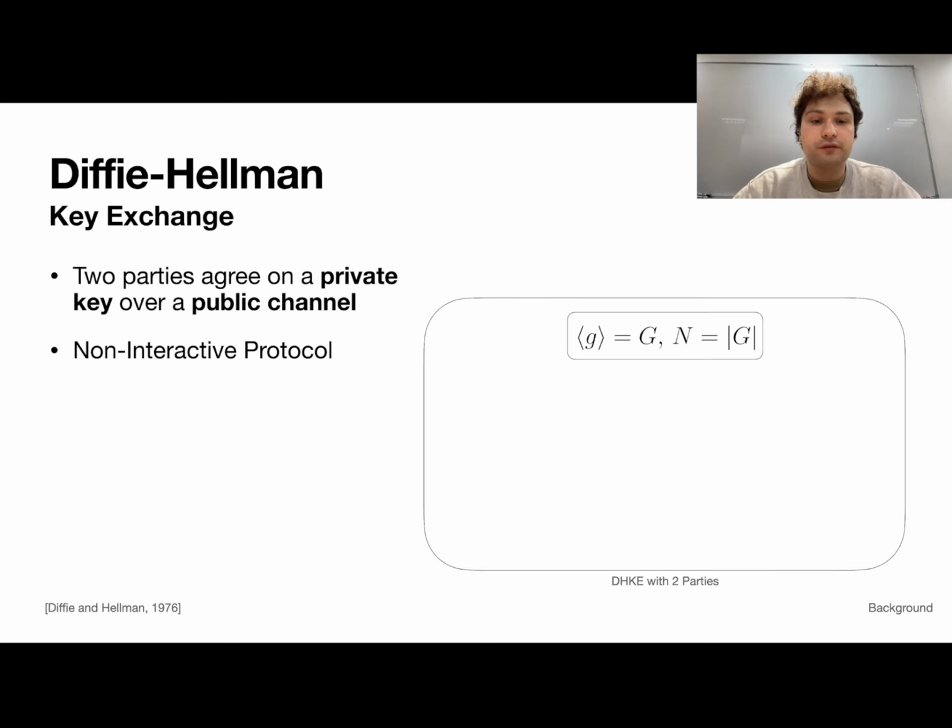The basic setting for Diffie-Hellman key exchange is that there's a shared group. The group is cyclic, so it has a generator, which is denoted little g here, and it has order n. And n in this case we're going to take as just being a prime number. And in practice it generally is a prime number.